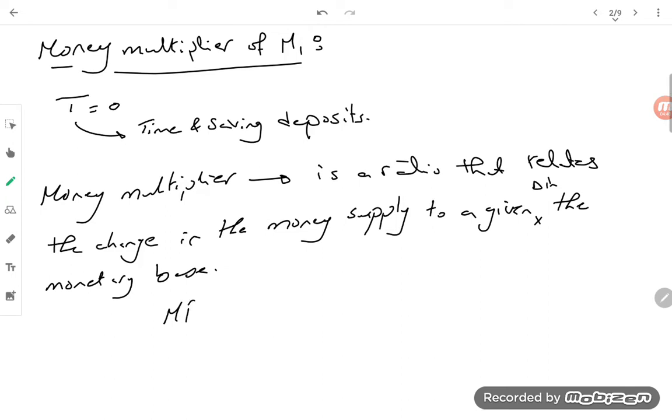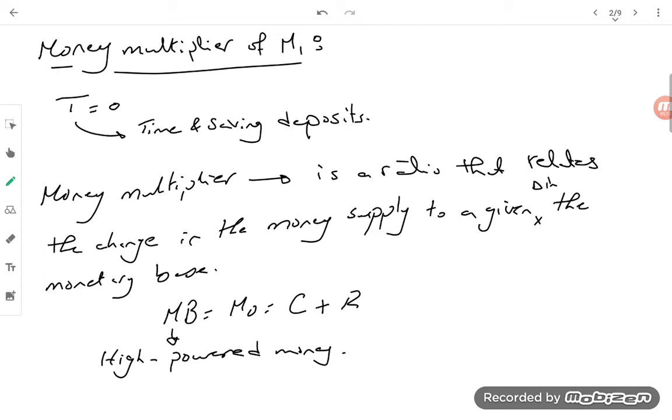As we said, the monetary base, M naught, equals C plus R, which is currency in circulation, or money in the hands of the public, paper money and coins, plus reserves. It's also known as high-powered money, as when the monetary base increases, the money supply is going to increase as well. So now we are going to derive the money multiplier of M1.